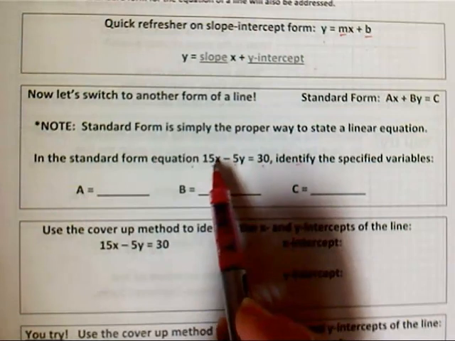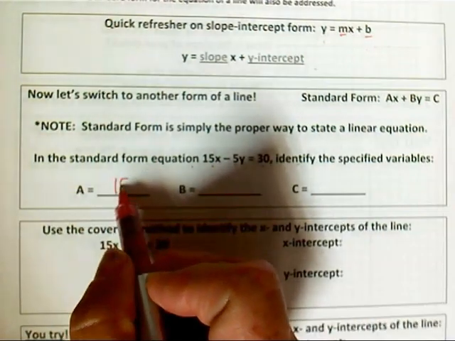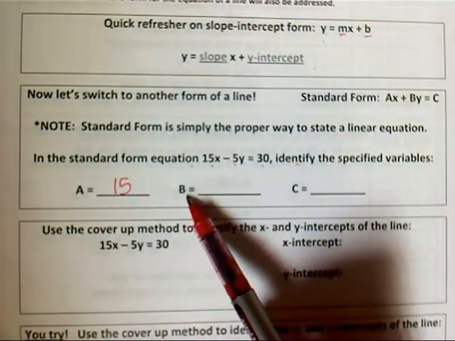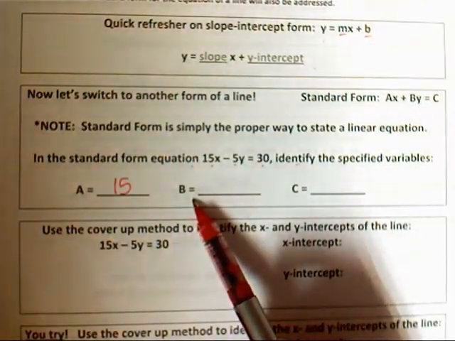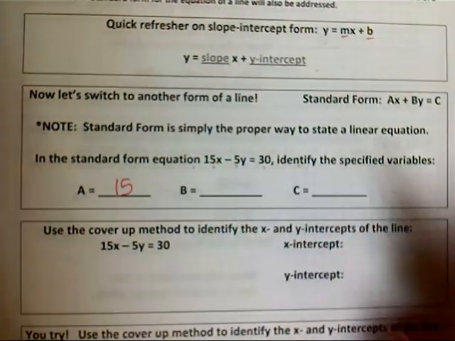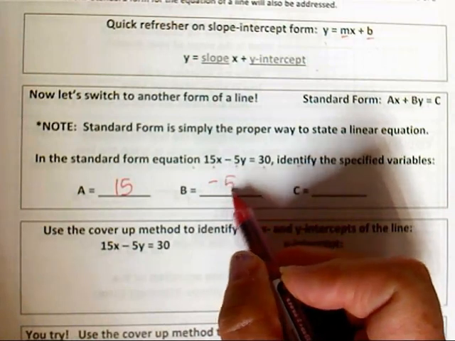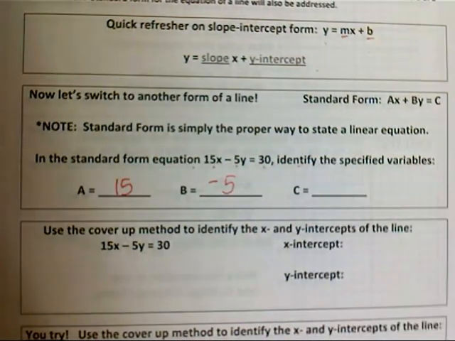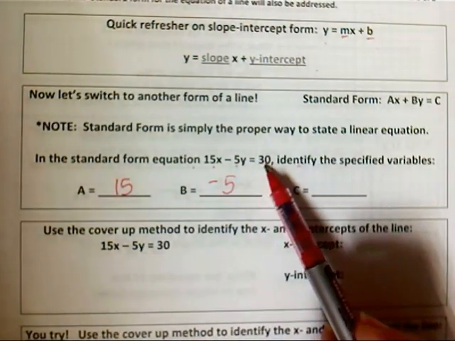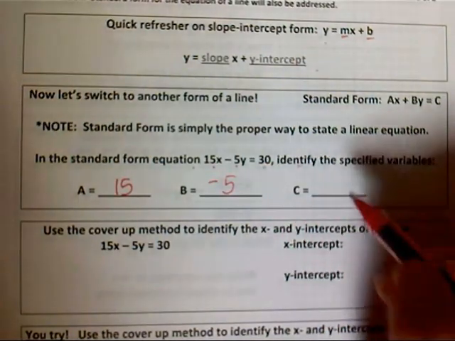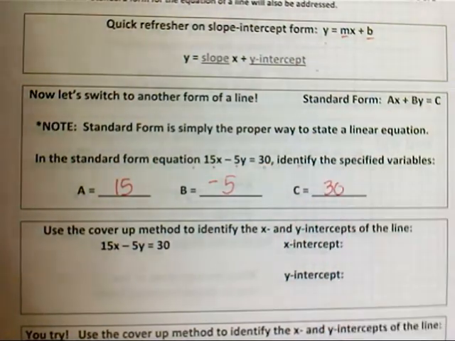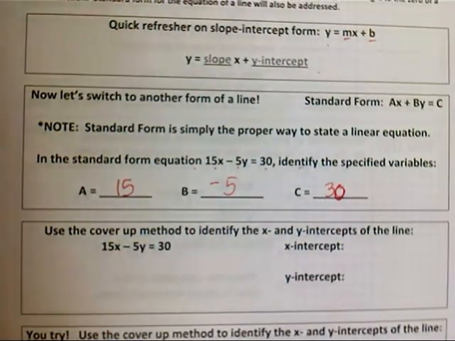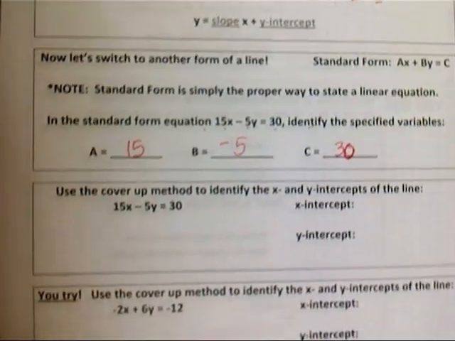So the A value, the number in front of the x, is 15. The B value, that's the number in front of the y. Be careful about this because see how it has a minus? That means that that 5 is actually negative. It's the same thing as plus negative 5y. And then it's equal to the constant, which means it's a plain number without a variable. So C is 30. Those are easy test questions, just identifying A, B, and C. The only thing you have to be careful about is your signs.